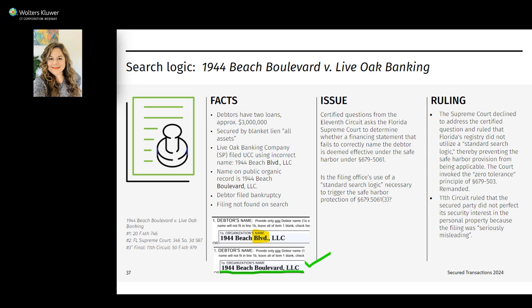Now, there's a fact in the case that I thought was really interesting. When you're looking at the screen in Florida, apparently had they scrolled down a little bit, they would have seen the filing. But the court was saying, you know, we can't put that much of a burden on the people searching if you don't even have a standard search logic to begin with.